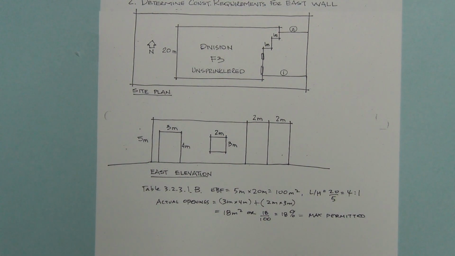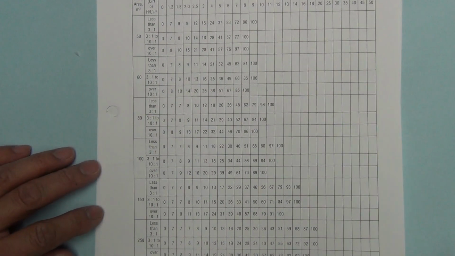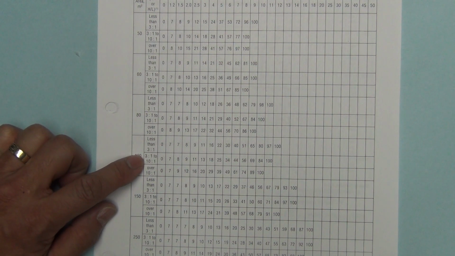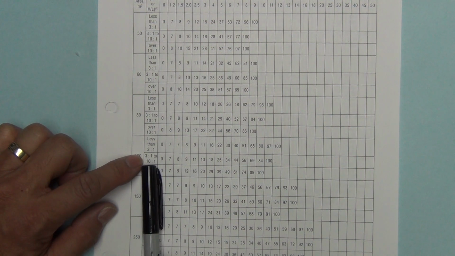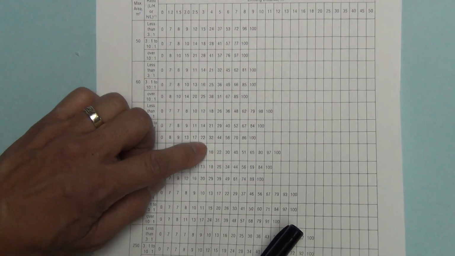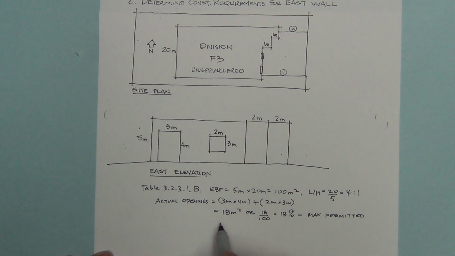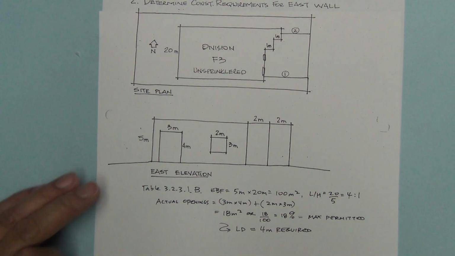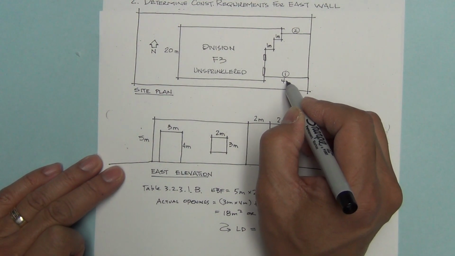Okay, so when we apply table B and looking at 100 square meters of building face, L over H ratio being 4 to 1 will fit into this middle sub-row, and to have a maximum permitted of 18%, the limiting distance must be at this number here, which corresponds to a 4 meter limiting distance, so that we can determine the limiting distance is 4 meters required. So limiting distance 1 is actually 4 meters.